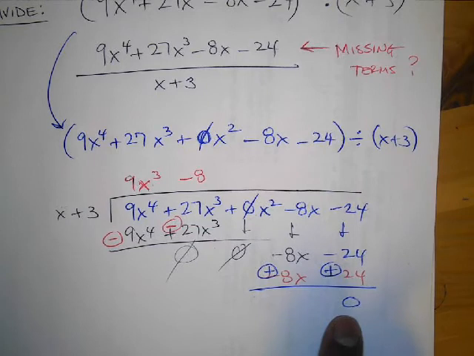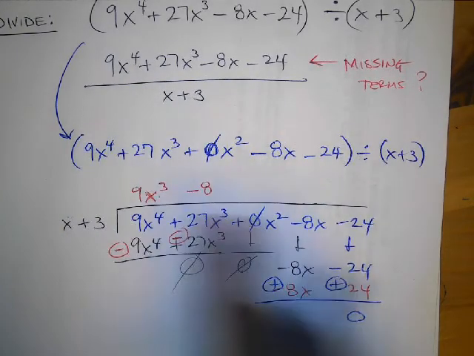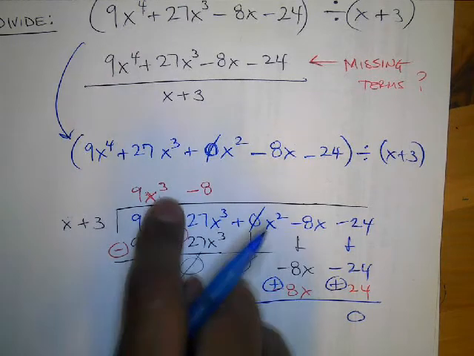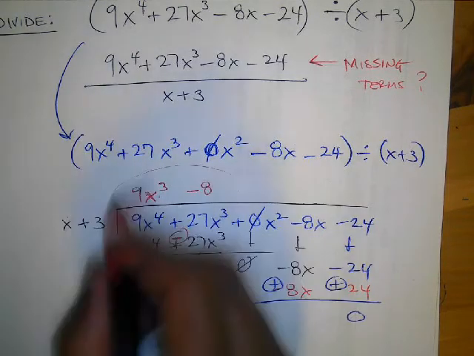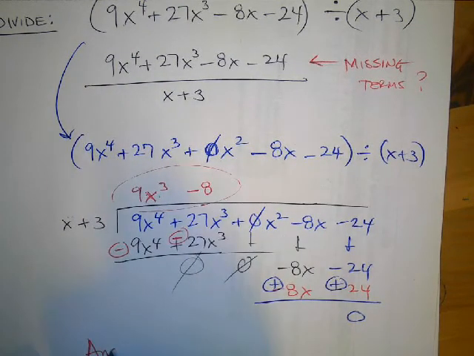Remember, the remainder is very critical. We're going to be talking about that later, but 0 is good when we get a remainder 0. What does that mean? That this times this gives me exactly this. So anyways, your answer is just the quotient there.